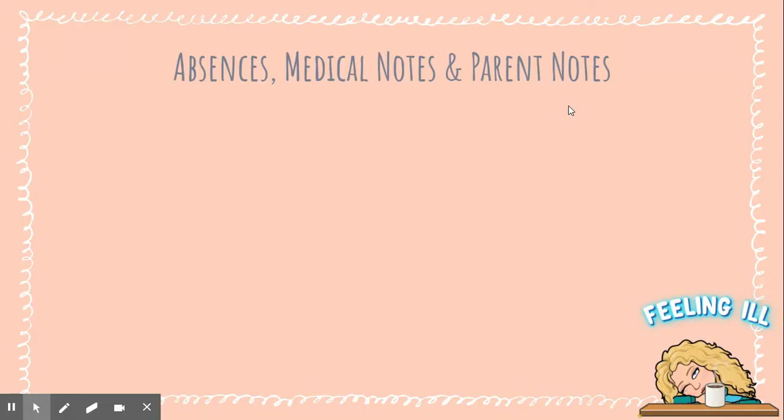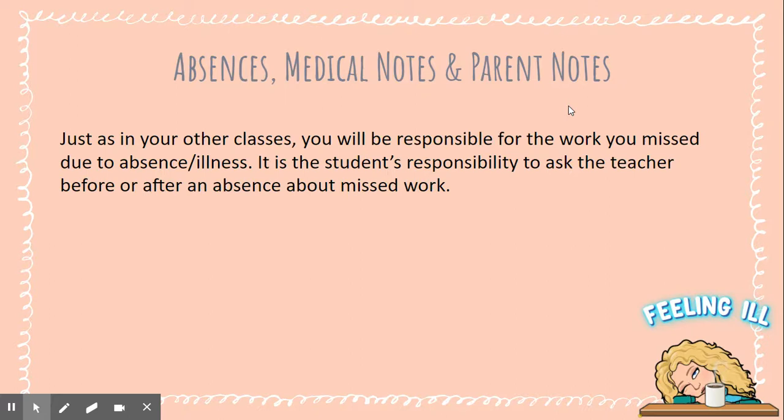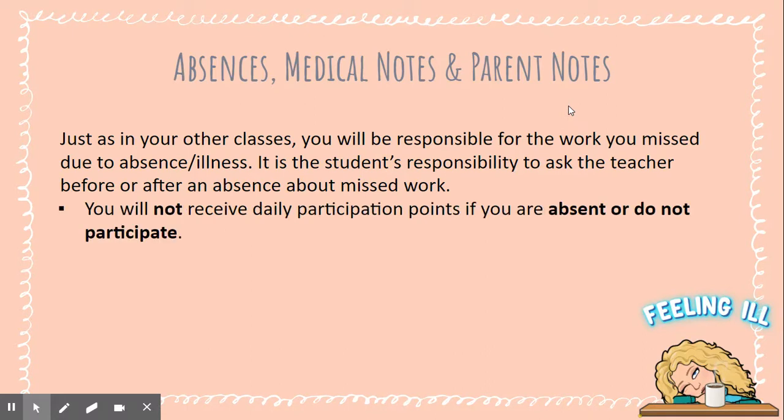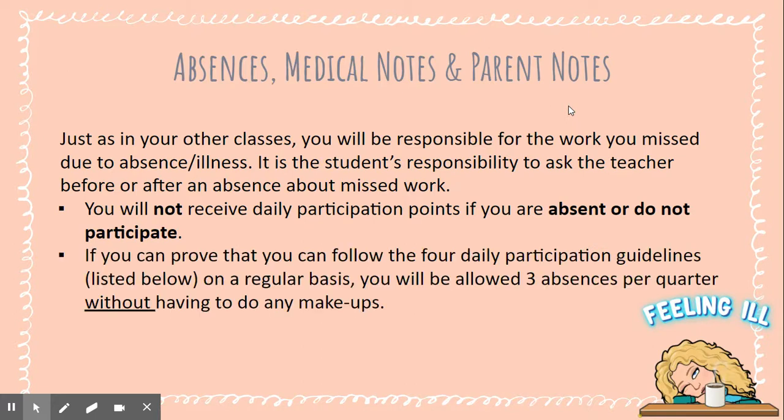For absences, medical notes, and parent notes, just as you have work that you miss in other classes, you will have work that you miss in PE as well. You will not receive daily participation points if you're absent and do not participate. If you can prove that you can follow the 4 daily participation guidelines, which were listed on the participation daily rubric, if you can follow those on a regular basis, you will be allowed 3 absences per quarter without having to do any makeups. So that's 6 absences per semester.